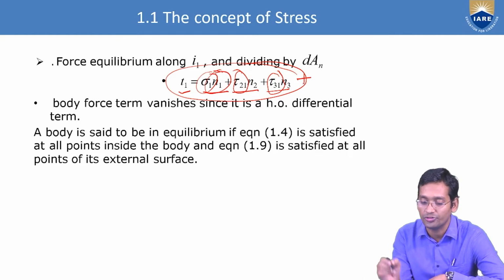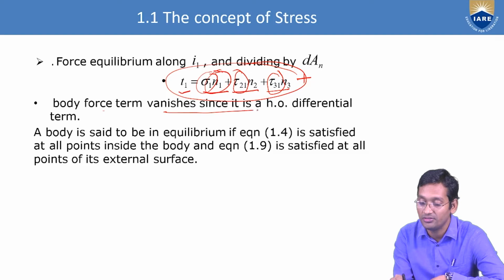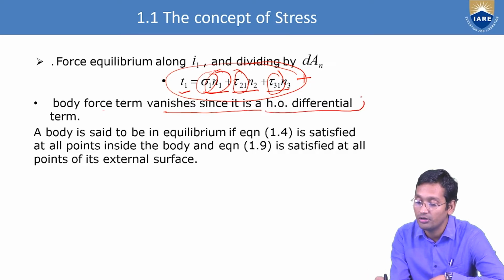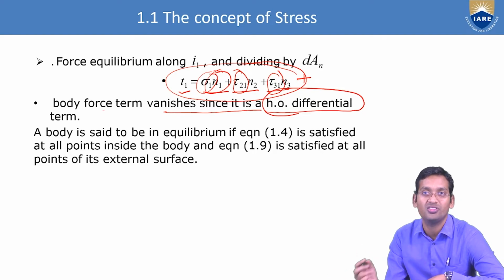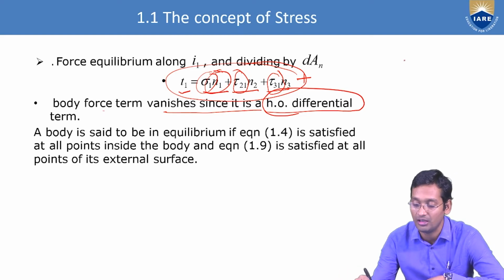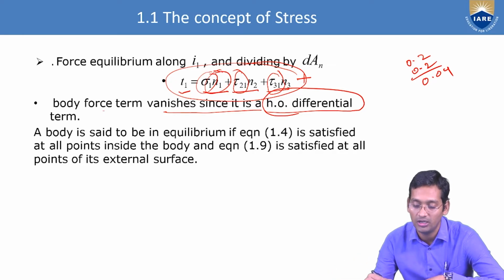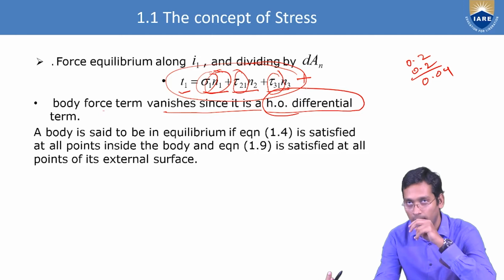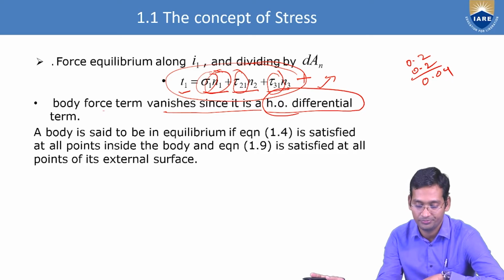Now what about the body force? Right, body force here will be 0. So the body force term vanishes since it is a higher order differential term. Even for example if you have 0.2 and you multiply it with 0.2, you get 0.04. So once you multiply a smaller amount, it becomes even smaller. Similarly a higher order differential becomes even smaller, and hence we can remove it, or we can say it vanishes.